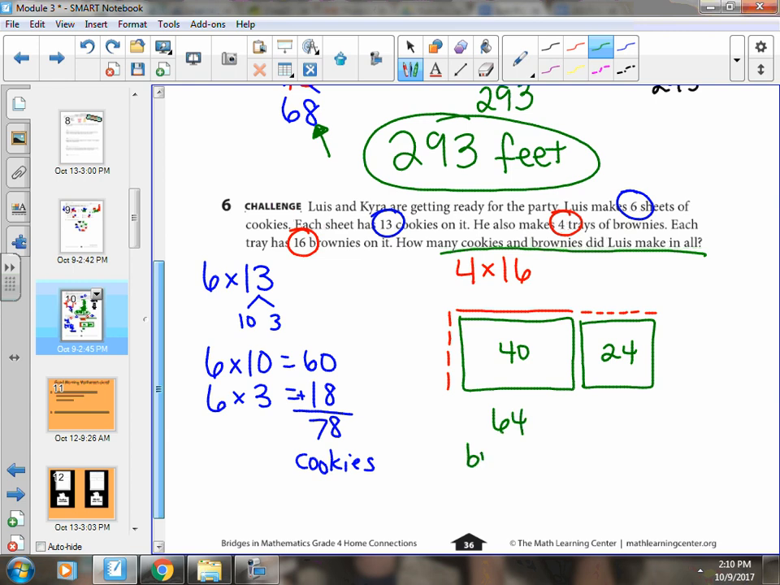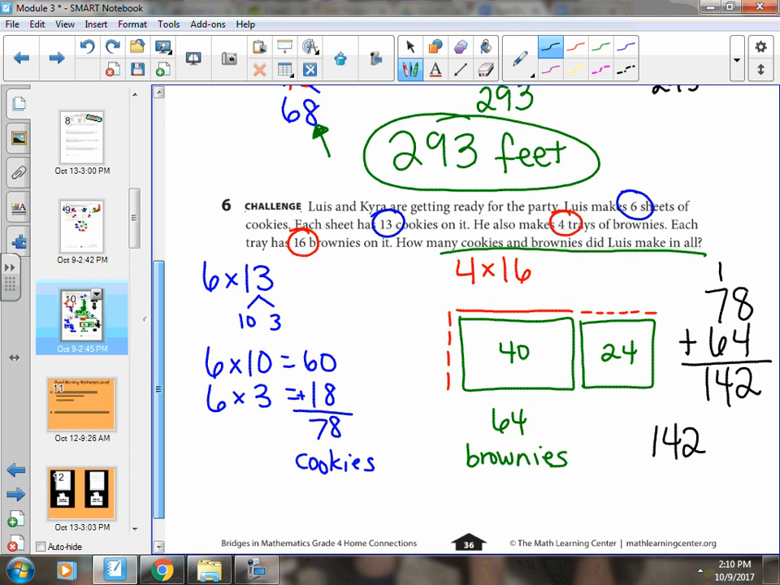So 64 brownies. If I look back up at the story problem, I often have to read story problems a few times. It says how many cookies and brownies in all. So now I need to take my cookie number and my brownie number and add it together. So 142 in all. That's my final answer. It's always nice to circle it when you have a lot of work going on.